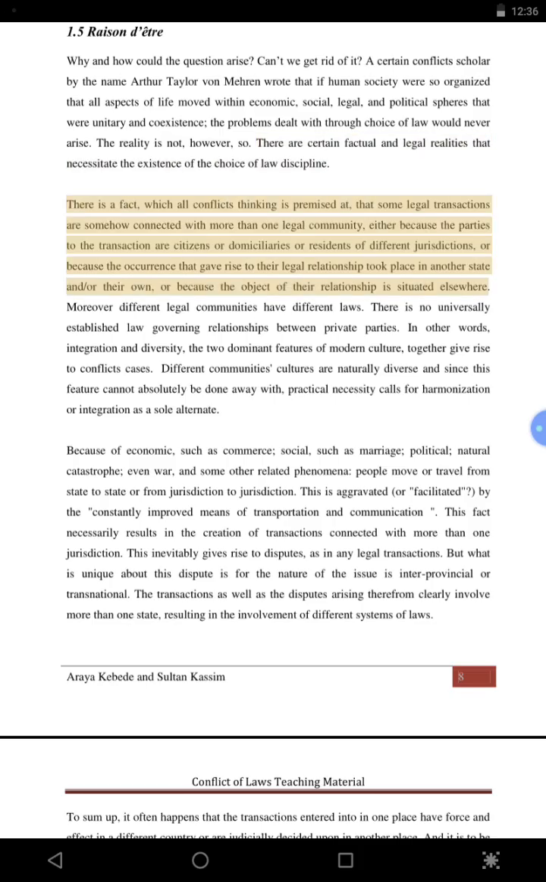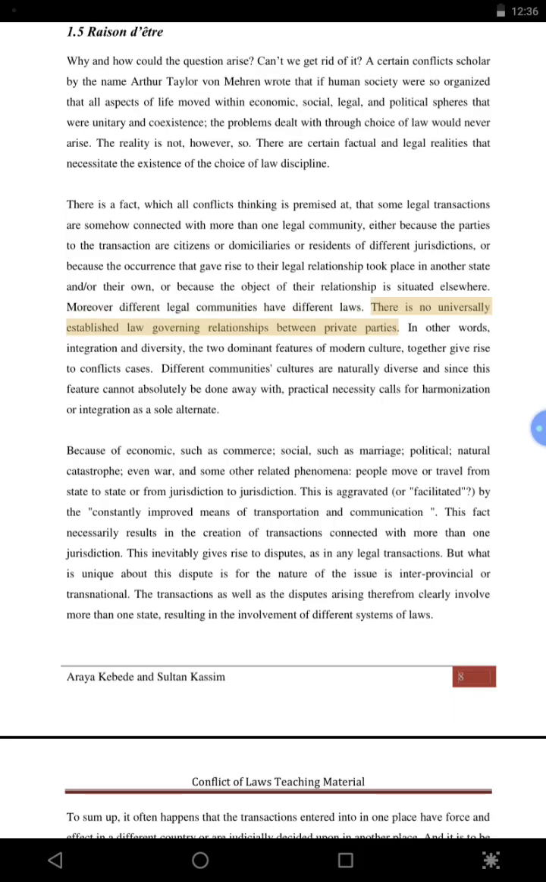There is a fact, on which all conflicts thinking is premised, that some legal transactions are somehow connected with more than one legal community, either because the parties to the transaction are citizens or domiciliaries or residents of different jurisdictions, or because the occurrence that gave rise to their legal relationship took place in another state and not their own, or because the object of their relationship is situated elsewhere. Moreover, different legal communities have different laws.